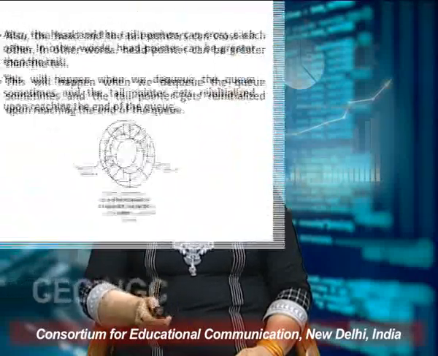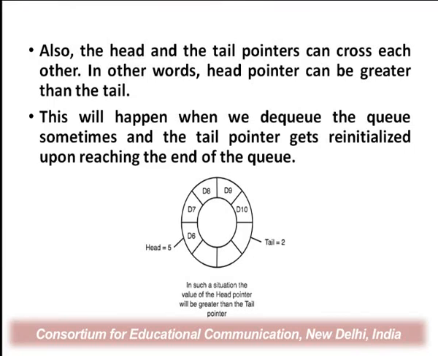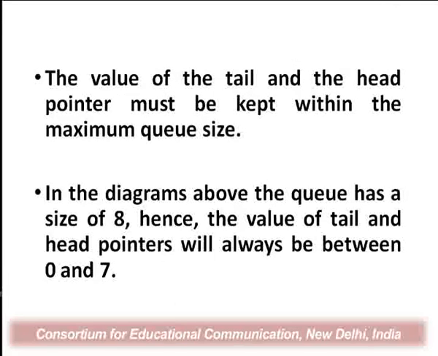Now, when will this situation arrive? This will happen when we dequeue the queue sometimes, or we have taken one round of the queue by enqueuing and then again by dequeuing, and the tail pointer gets reinitialized upon reaching the end of the queue. So, when we keep on moving in this queue, the tail pointer gets reinitialized when it reaches the end of the queue, but the head can be at the 5th position or it may be at the 7th position. So, tail is 0, but head is greater than that. This is also a perfectly possible situation in case of a circular queue.